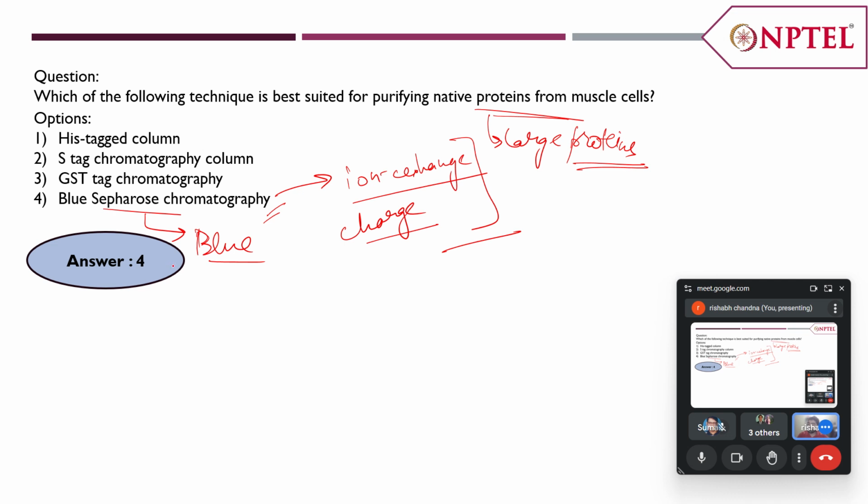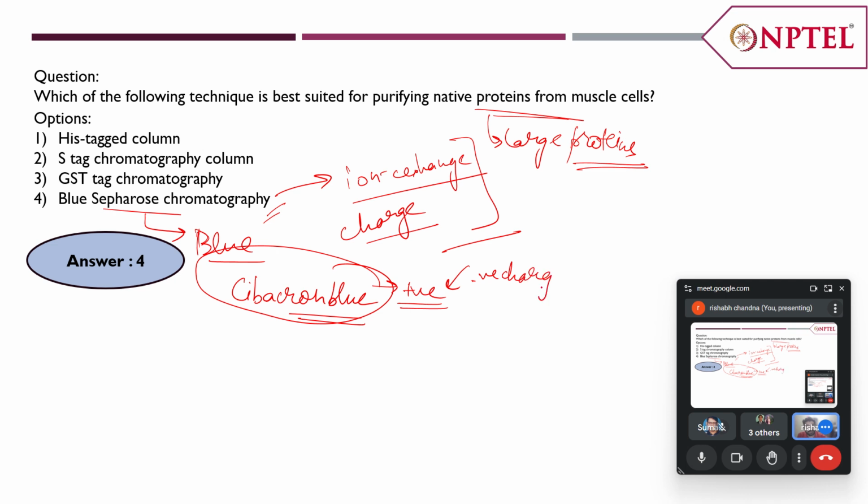So that dye name is Cibacron Blue. Okay, and it is a positively charged dye. Like Coomassie Brilliant Blue, it is also a positively charged dye and helps in binding to the negatively charged proteins. And the proteins that are present on the cell membrane are mostly negatively charged. So the proteins that are present in the muscle cells are basically purified using this particular chromatography specifically to get a pure concentration of those particular proteins.